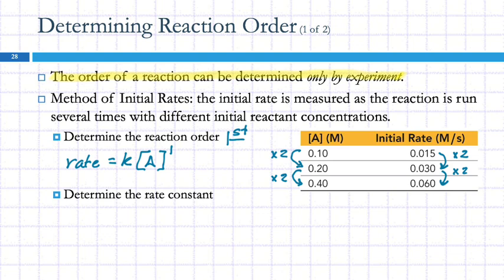So we're going to look at this last trial. So the rate is 0.060 molarity per second. And that's pretty much always going to be the unit for rate. It's like miles per hour, molarity per second. That's going to equal the rate constant, what we're trying to find, times the concentration, which was 0.40 molar.